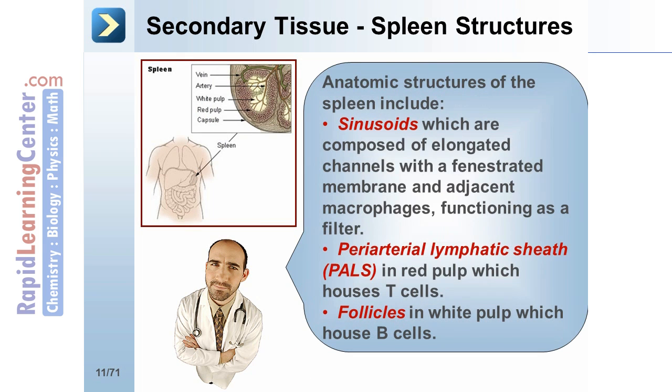Anatomic structures of the spleen include sinusoids, which are composed of elongated channels with a fenestrated membrane and adjacent macrophages functioning as a filter. The periarterial lymphatic sheath, or PALS, in red pulp, which houses T cells, and follicles in white pulp, which house B cells.